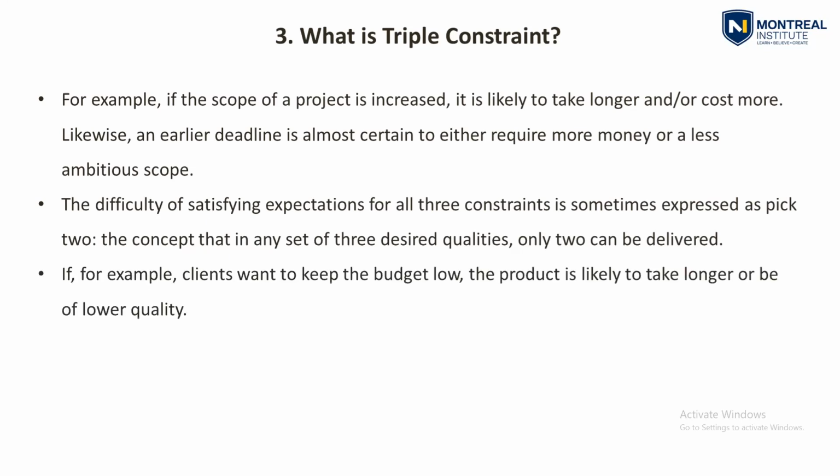So for example, a client wants to keep the budget low, so the product is likely to take longer or be of lower quality. The client is telling you, this is my budget, I cannot go above this budget. So the production will take longer because you will use fewer resources and the quality also will be lower. So it will satisfy only one condition, but the other two constraints will not meet the expectations.